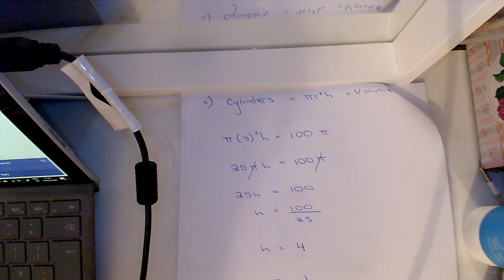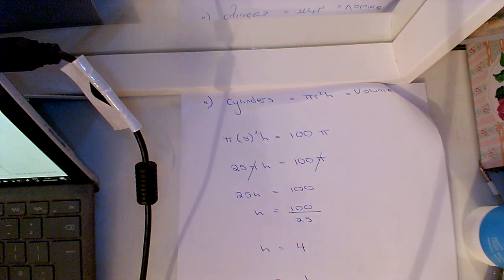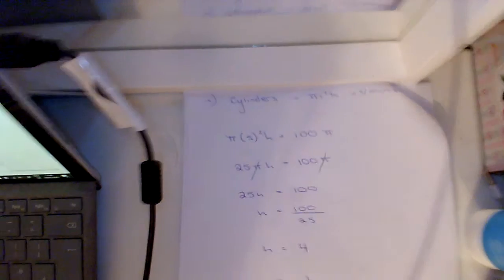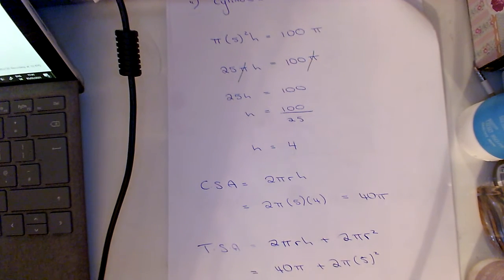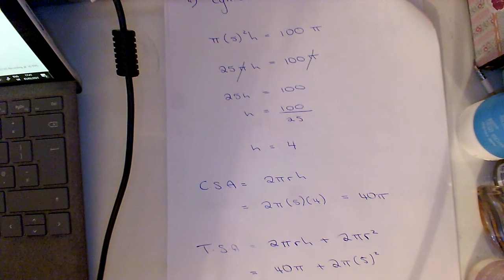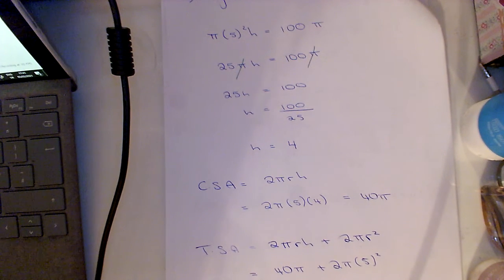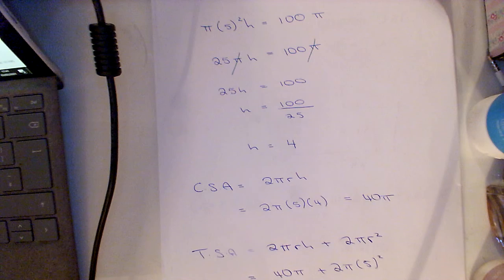I want to find out what just one h is, so I divide across first by pi, and I get 25h is equal to 100. I want to find out what just 1h is equal to, so I divide across by 25. And I get my height for that part I is going to be 4. Then to get my curved surface area, my formula is 2 pi r h. So filling in, I've just found out my height, so I have 2 pi bracket, my radius was 5, my height is 4, and pi.